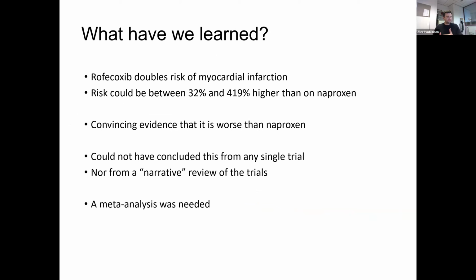Now we've got convincing evidence from this meta-analysis because we've got up to 20 studies combined, whereas relying upon the individual trials, the larger pivotal trials, as we went through before, wasn't convincing enough. This clearly indicates the need for conducting timely post-market surveillance meta-analyses.